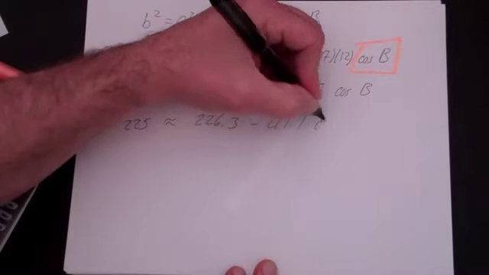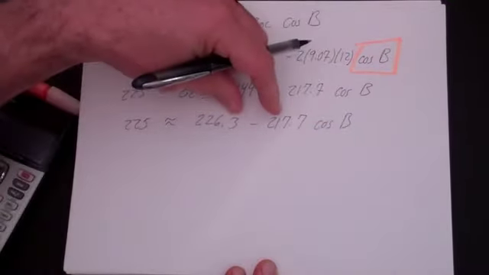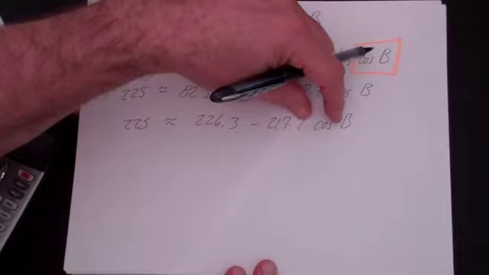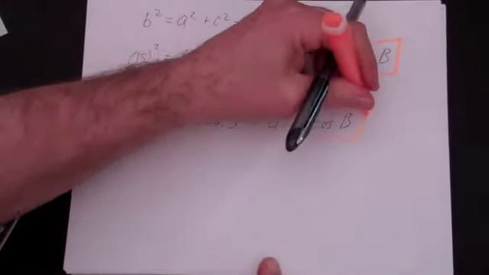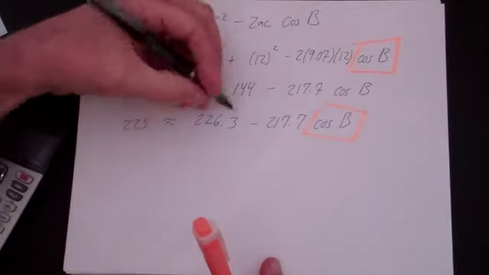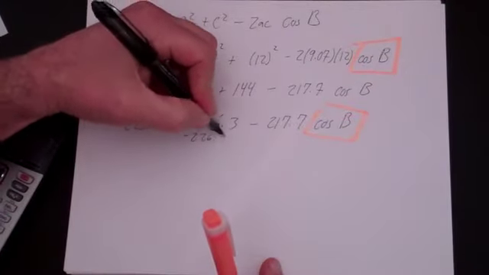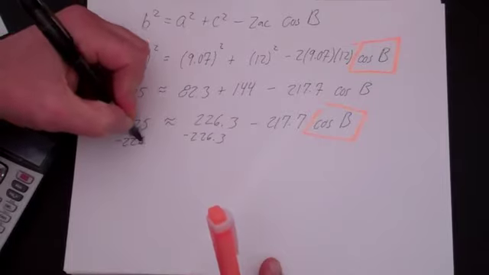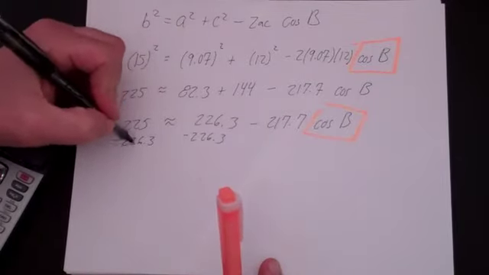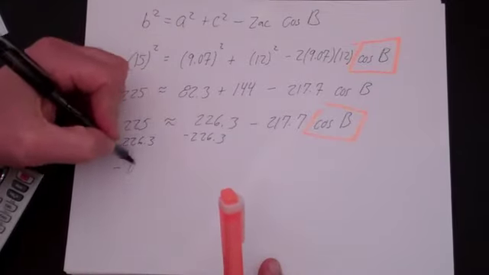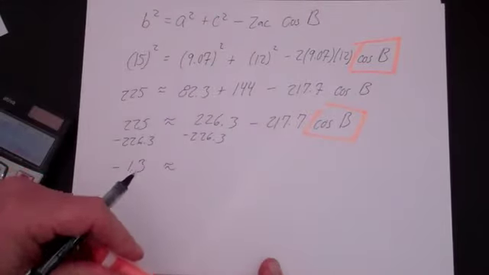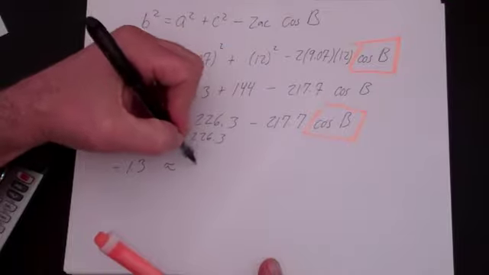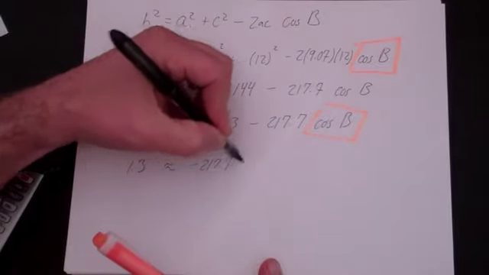And be careful here. You might be tempted to subtract this, but you can't because this is multiplied here. So what you've got to do is isolate the cosine B, but you've got to use the order of operations. So I'm going to subtract 226.3, and I get minus 1.3, which is equal to minus 217.7 cosine B.